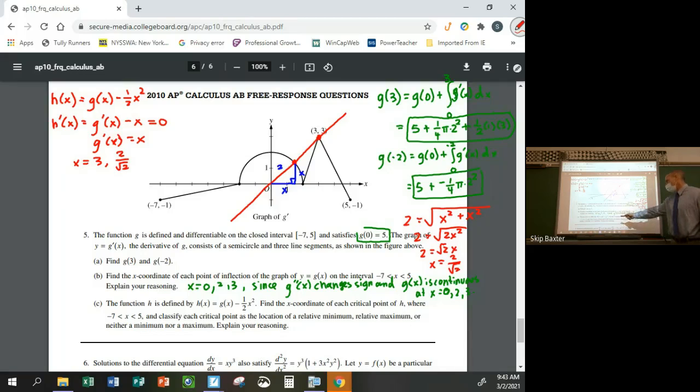Then it says, classify each critical point as the location of a relative min, a relative max, or neither a min nor a max. How do you do that? You could do a sign chart. A sign chart would just be, you're doing a sign chart for each prime, so you'd have to somehow determine whether each prime is positive or negative. But let's think about this at a random point.